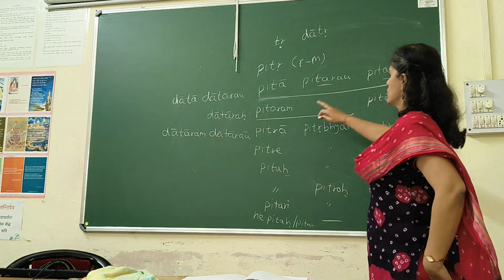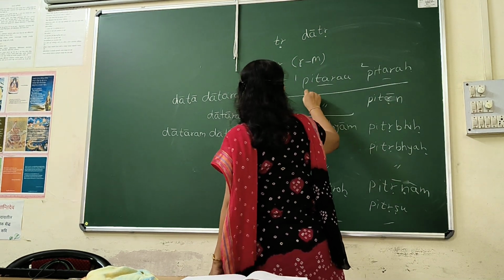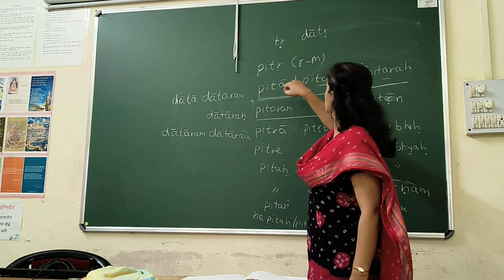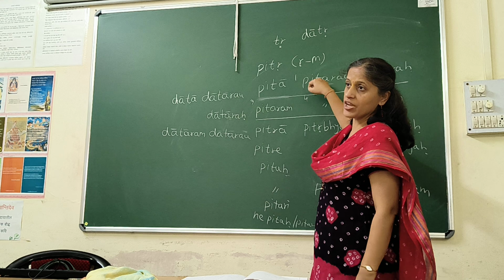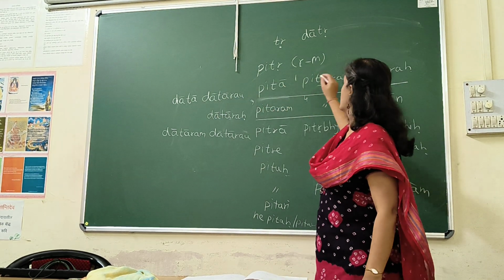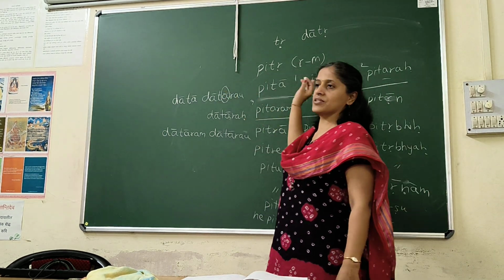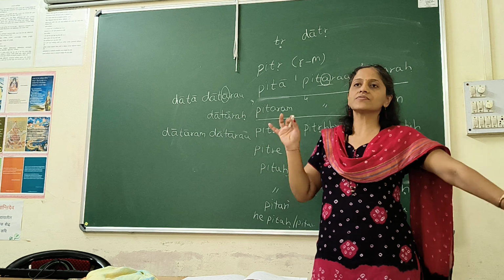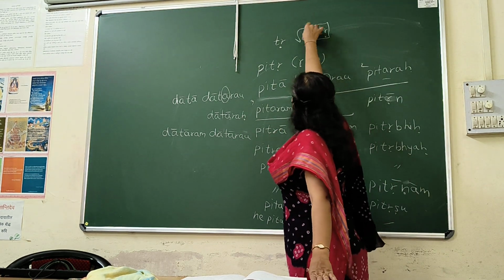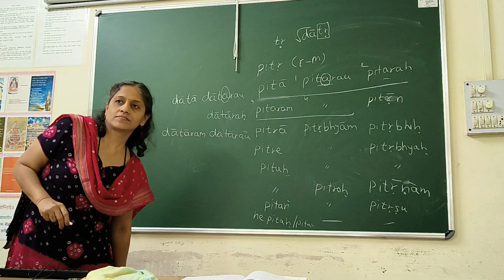So only the 1, 2, 3 and 4 forms will have the long a. In pitaram we have a short a, but in dataram we have a long a. Can you see the short a here and the long a here? That's the difference. If the word is formed by adding the tri suffix to a root verb, this rule stands.